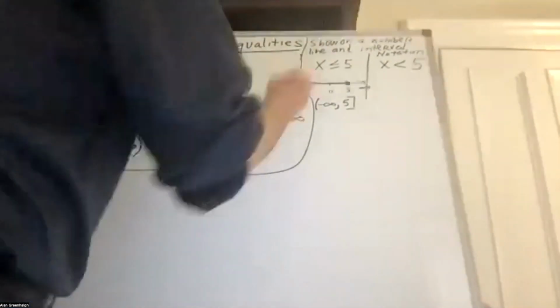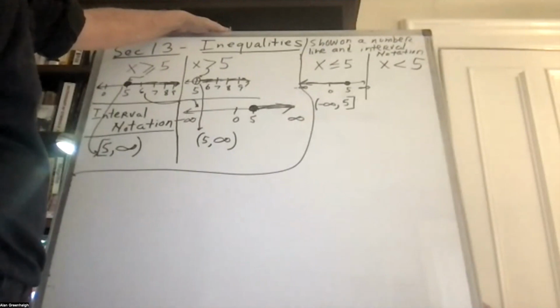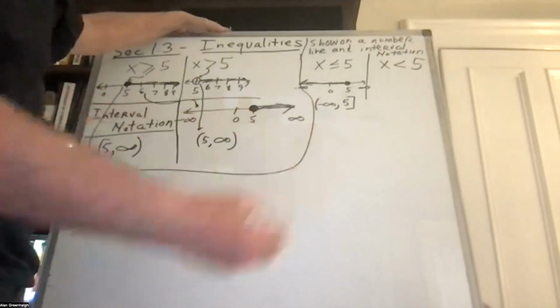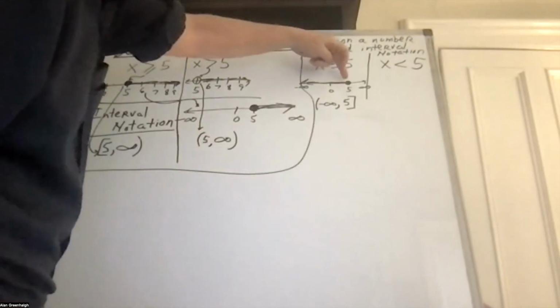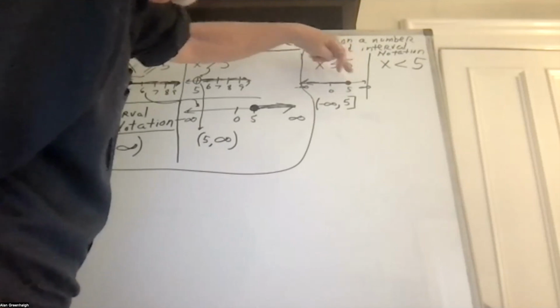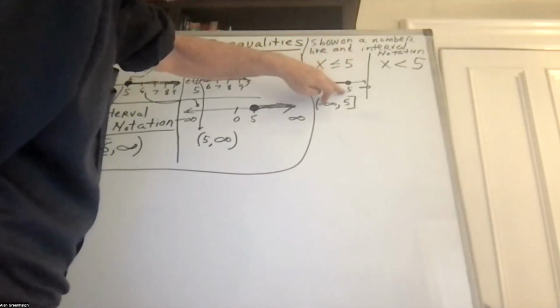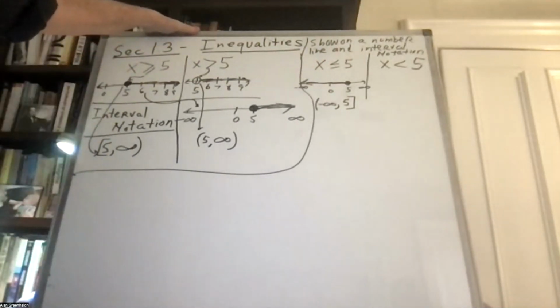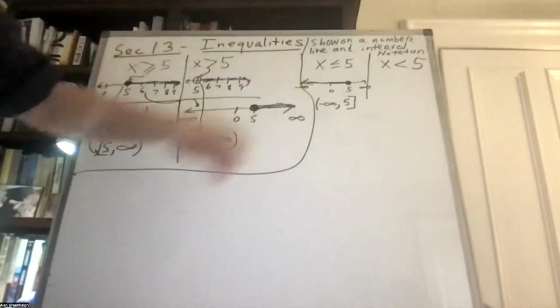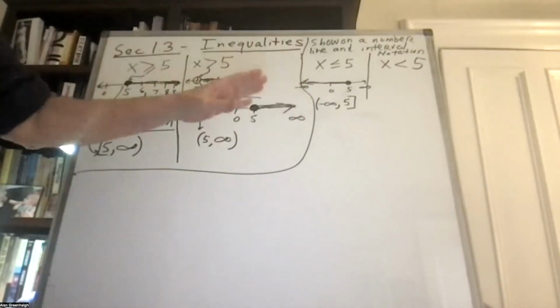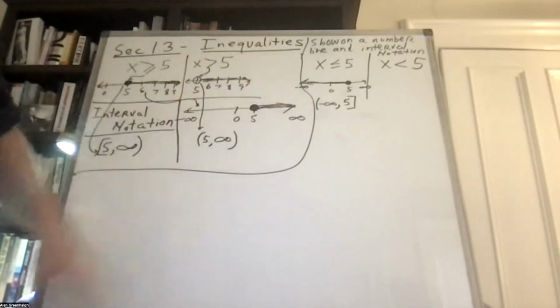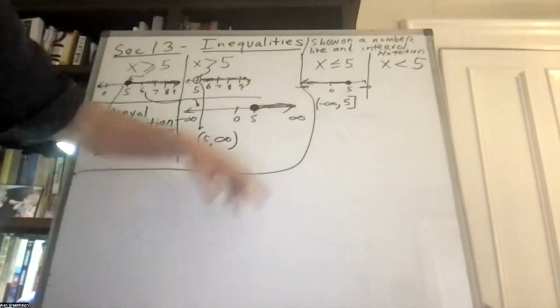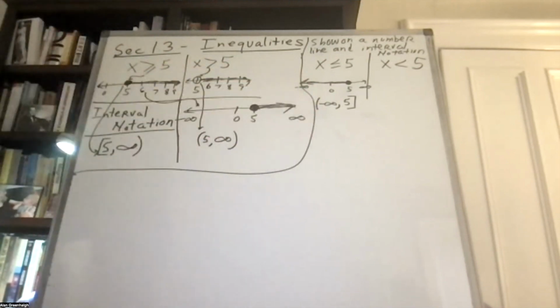Why does the negative infinity get a parentheses instead of a bracket? Because no one ever gets there. If you can get there, and it has, this means that 5 is included. But infinity is just, have you ever been there? No, nobody's ever been to infinity, so it gets a parentheses. When somebody gets there someday and then comes back to talk about it, then it'll get a bracket. But for now, it gets a parentheses.